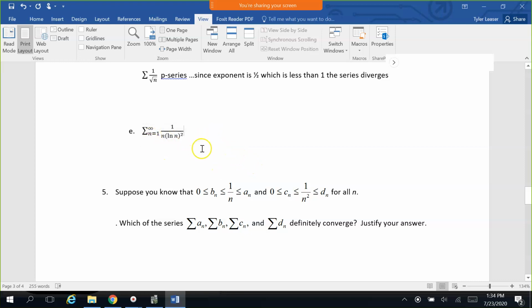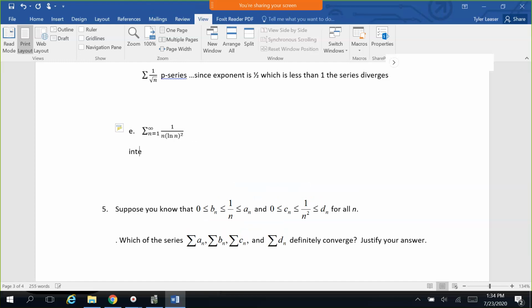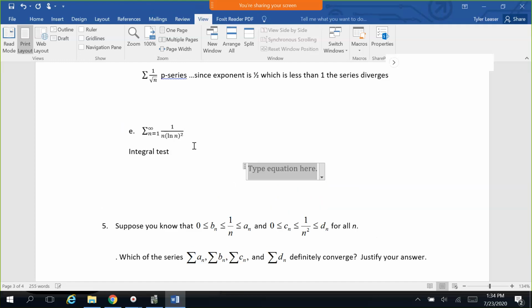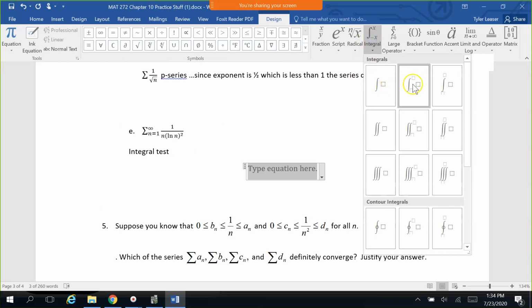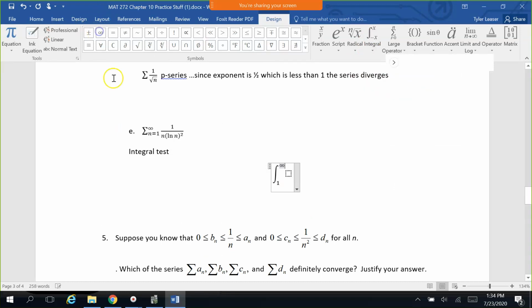Okay, so nth term test is going to tell us nothing. Comparison test might help us out. We could try that, but I usually stay away from comparison test stuff. Ratio test and root test might help us as well. But for this one, I'm going to do an integral test, because I'm pretty sure if I integrate from 1 to infinity, we can do the integral of 1 over x natural log of x all squared.